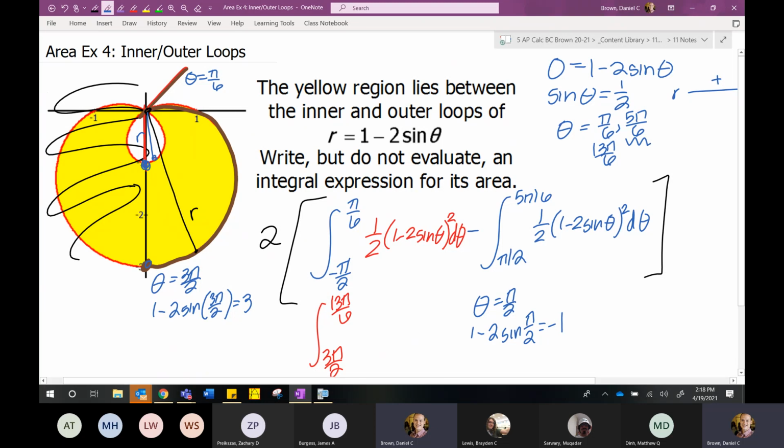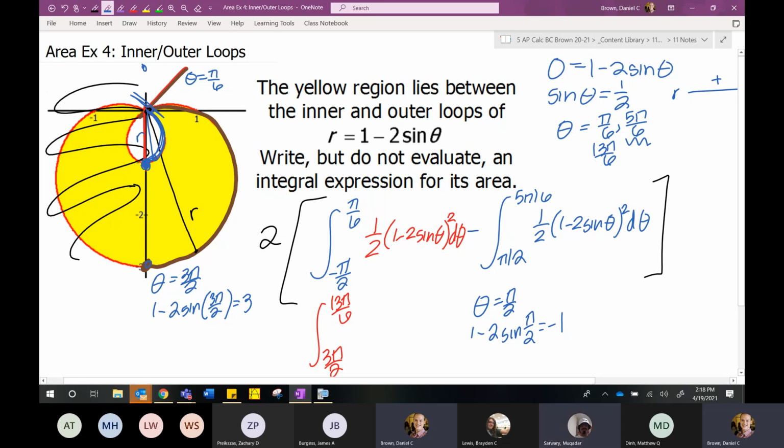Seth, you have a question. Where did the pi over 2 come from on the second interval? When theta is pi over 2, your r value is -1. So pi over 2 is up here, but -1 puts you down, so you were here. Basically, if I'm tracing out from pi over 2, you're here, and then 5 pi over 6 comes after that, which is happening right here. So it's talking about this interval from here.